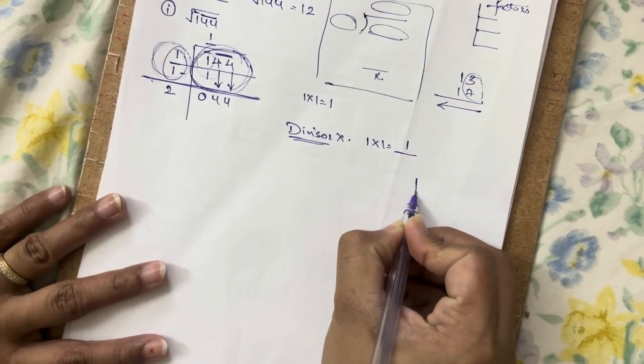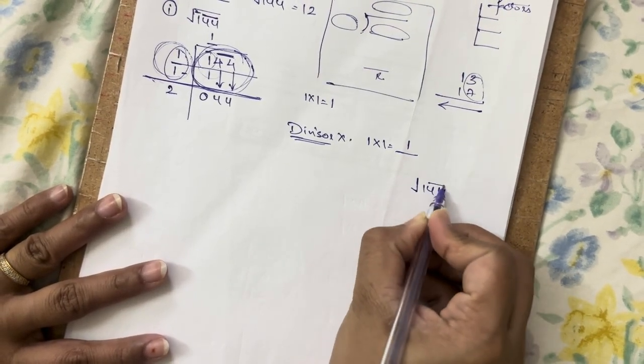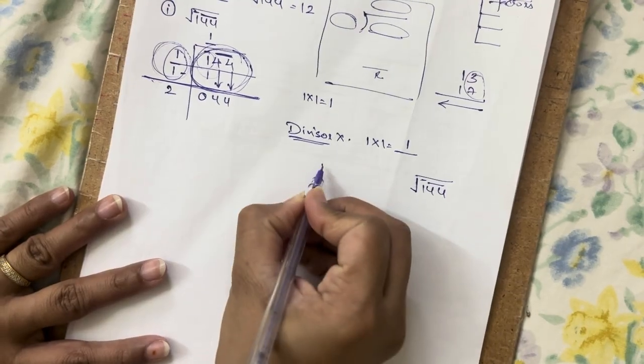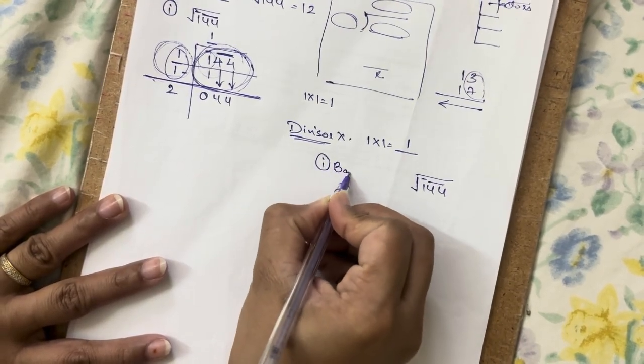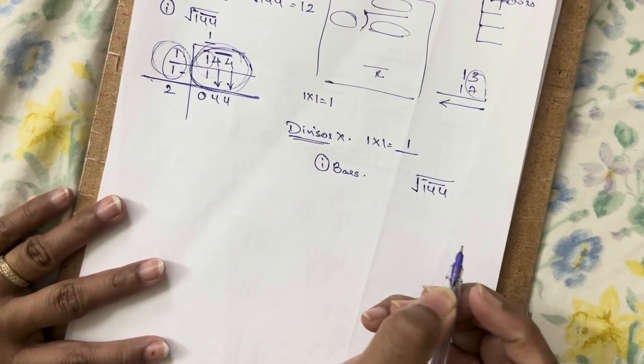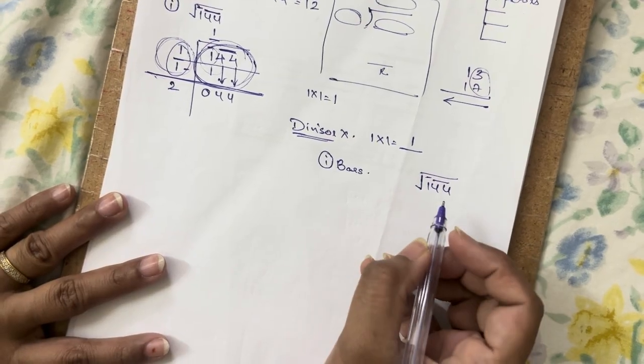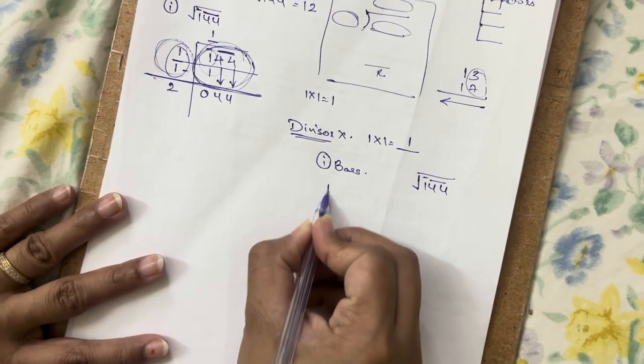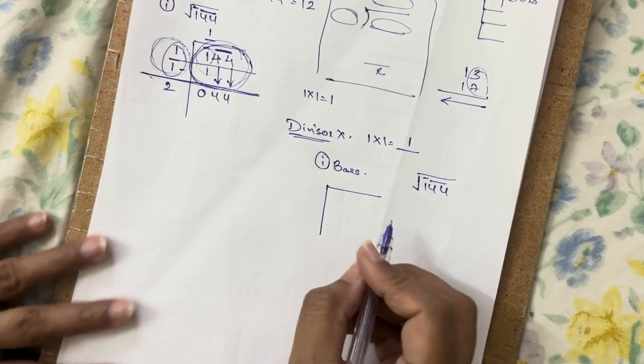You have the root term, 144. You put the bars on it. So the first step is barring the number. You put the bars on the numbers, making pairs of twos. Then what do you do? You draw the division bar.